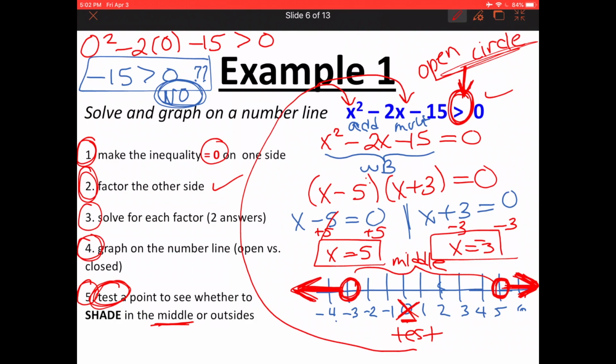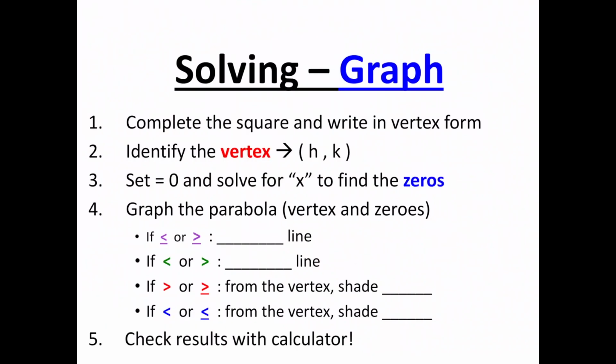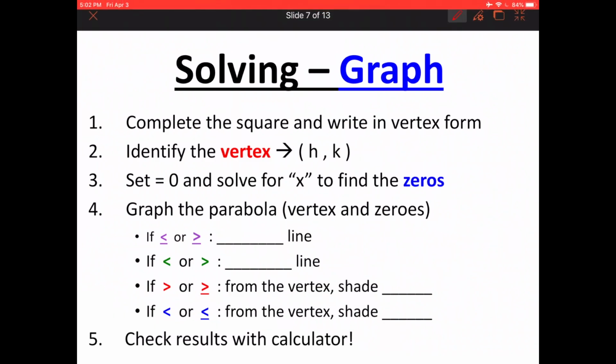So I hope that makes sense, guys, this idea of testing out a middle number. If 0 had worked, then I would shade the middle. So let's go to our last piece of this lesson, which is solving with a graph. Okay? And when we're going to graph on a traditional coordinate plane, the first step we have to do is complete the square and write my equation in vertex form.